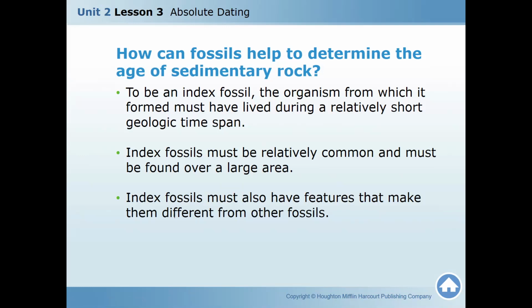To be an index fossil, the organism from which it formed must have lived during a relatively short geologic time span. Okay, next. Index fossils must be relatively common and must be found over large areas. Okay, it must be on a large area.